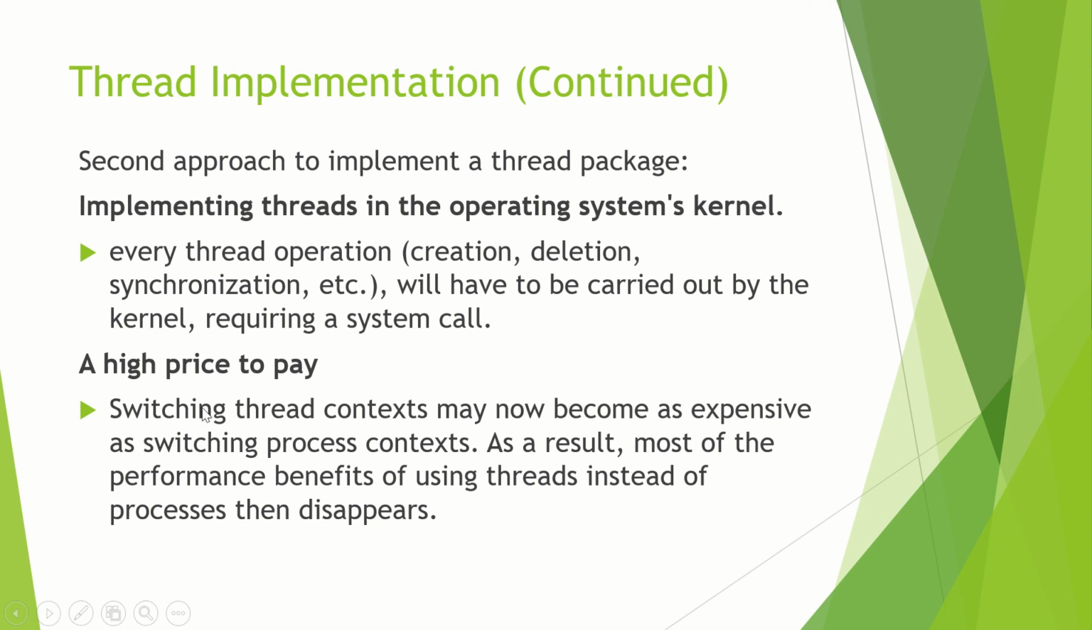Switching thread context may now become as expensive as switching process context. As a result, most of the performance benefit of using threads instead of processes then disappears. So it defeats the purpose of thread, because switching process context is much more expensive for a process. So if the thread becomes exactly like a process, it defeats the purpose of the thread.